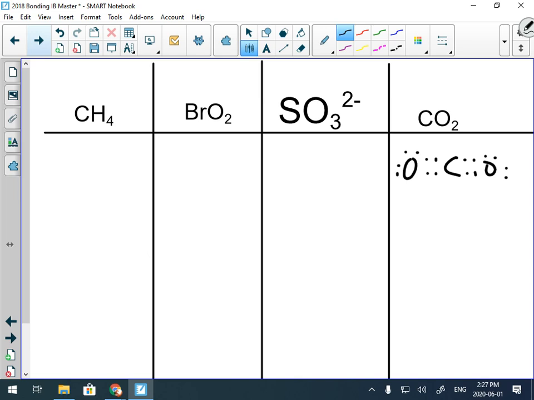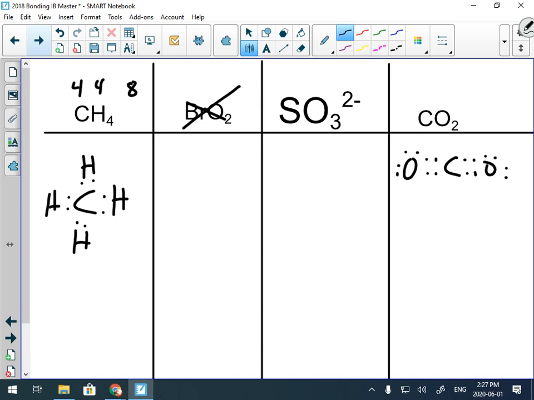Okay, so methane. Carbon's in group 4, hydrogen's in group 1. So I've got 8 electrons. Set it up symmetrically with carbon in the middle. 1, 2, 3, 4, 5, 6, 7, 8. Okay, perfect.